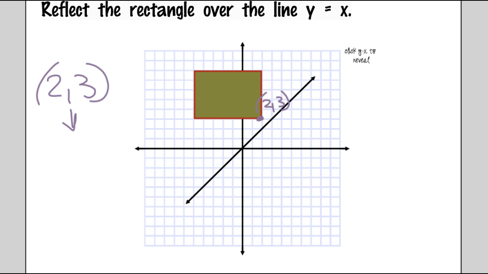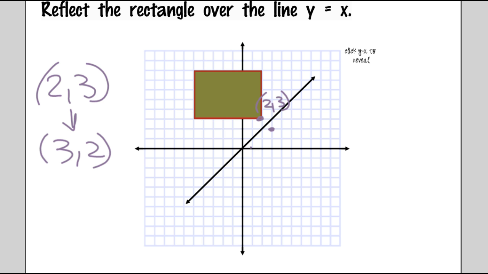Basically, let's switch. You're going to flip. So what does 2, 3 become? What's the new one? 3, 2. Okay, so everyone needs to plot 3, 2. We just trade places. Freaky Friday. Trade places. 1, 2, 3. 1, 2. So there's our new corner.